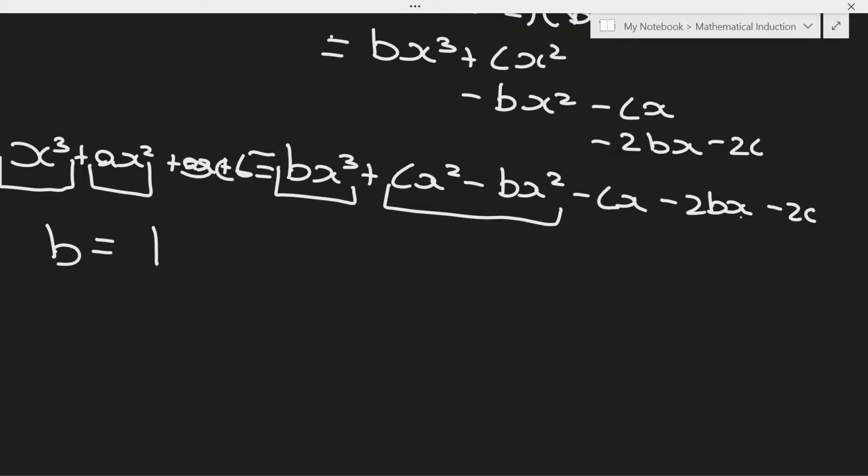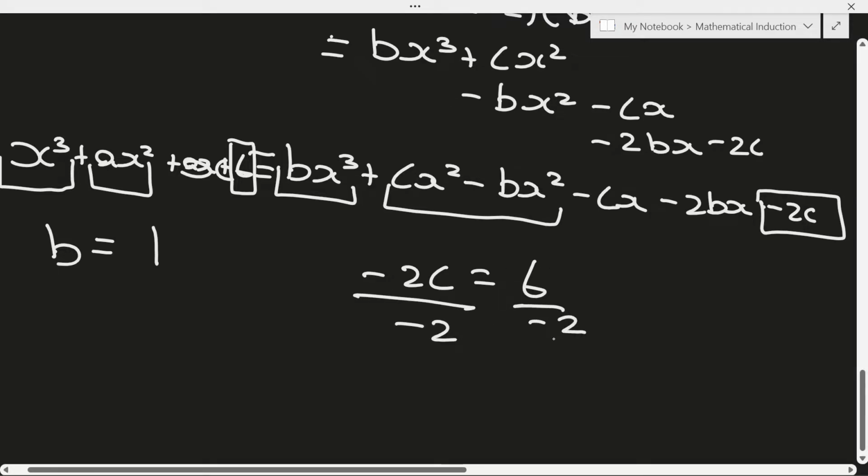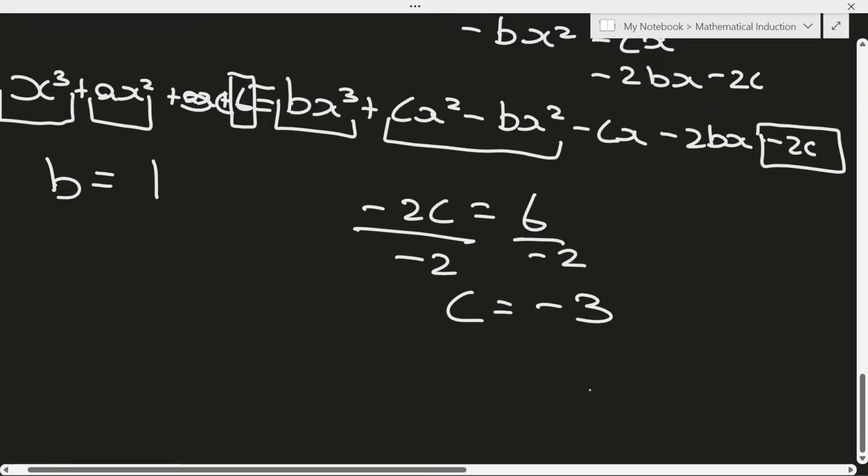If these two are the same and there's a standalone value, that means that the value of d is going to be untampered with. You don't need to know anything else for it. This suggests that minus 2c is equal to 6, right? Which allows us to solve for c. Therefore, c is equal to minus 3. Now that we know c, it can help us to solve for a.